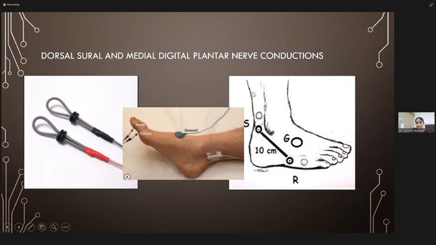The other one is, instead of the sural, where we stimulate very proximally, we can go for the dorsal sural, where the electrodes are placed very close to the little toe. So these are some of the techniques which are tried to increase the yield of the nerve conduction study in a patient with suspected small fiber neuropathy.